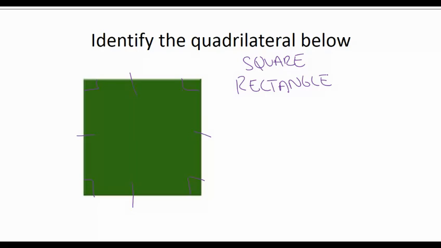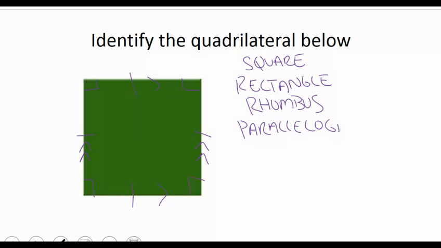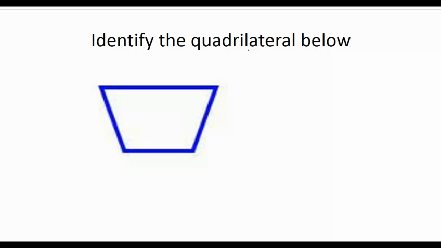Is this a rhombus? A rhombus has to have 4 equal sides. Yes, this is a rhombus. Could this be a parallelogram? A parallelogram is 2 pairs of parallel sides. Yes, this side and this side are parallel. This side and this side are parallel. So it's also a parallelogram. So it is all 4 of these classifications. The most specific, though, is square. So all 4 of those classifications are correct, but if you were asked for the most specific, square would be the answer.